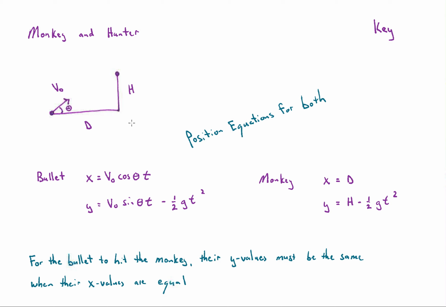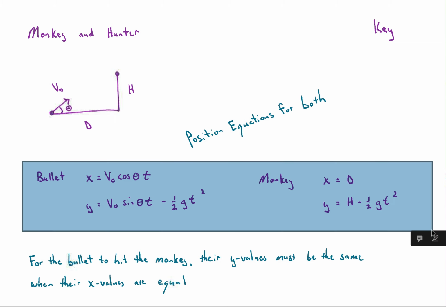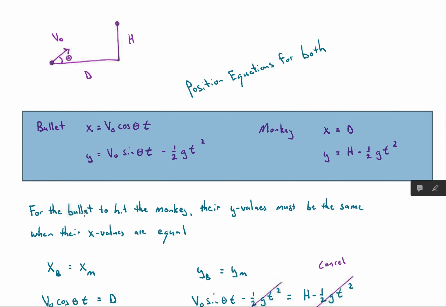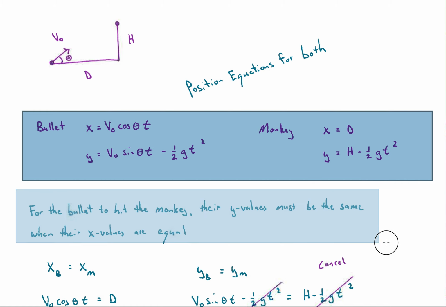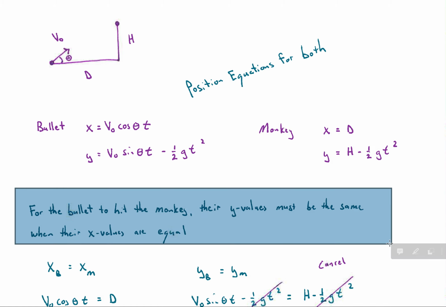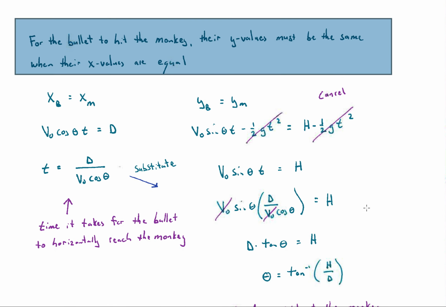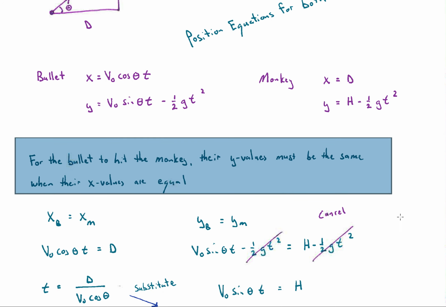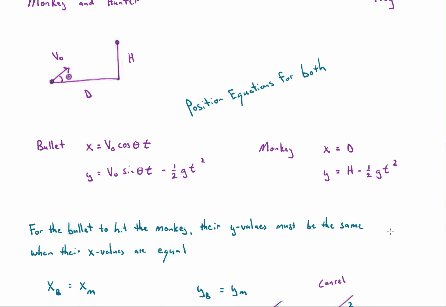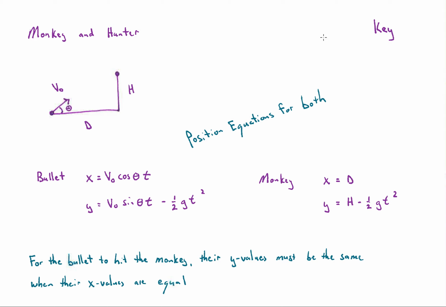The biggest part of this is that number one, you can write position equations for both the monkey and the bullet. And the second part is you realize that for a collision to happen, that means they have to have the same x values and the same y values. So all I did here was set them equal to each other, and then I did a little algebra. Okay? Hopefully this helps, kind of talk through the monkey and hunter question.